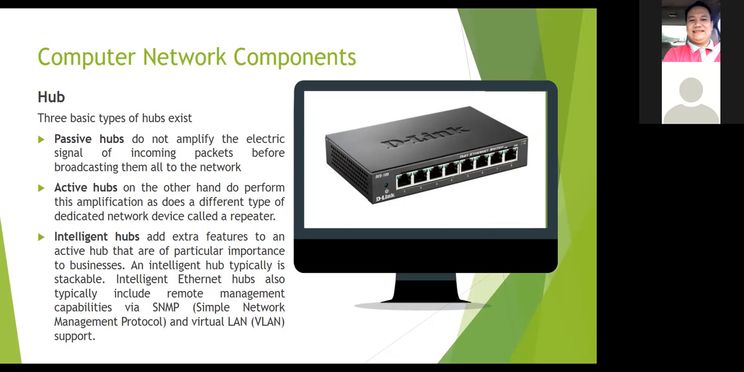Then the active hubs, on the other hand, do perform this amplification, as does a different type of dedicated network device called a repeater. The intelligent hub adds extra features to an active hub that are of particular importance to business. An intelligent hub typically is stackable. Intelligent hubs also typically include remote management capabilities via SNMP and virtual LAN.